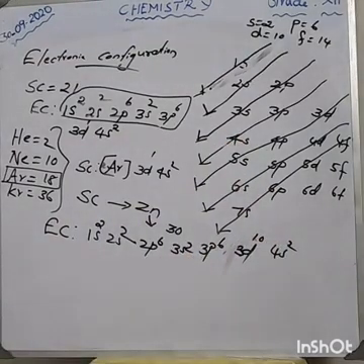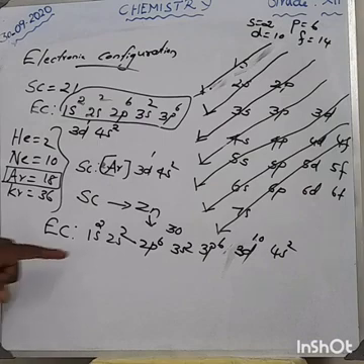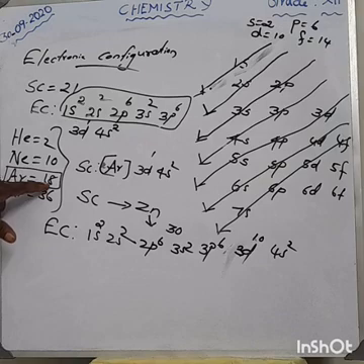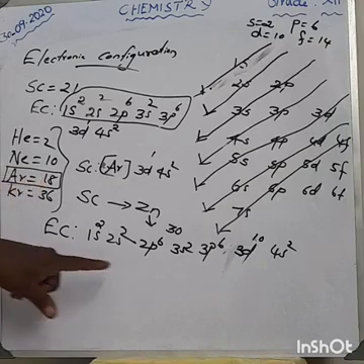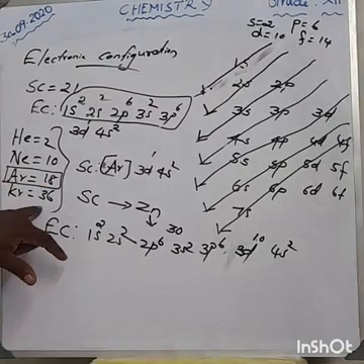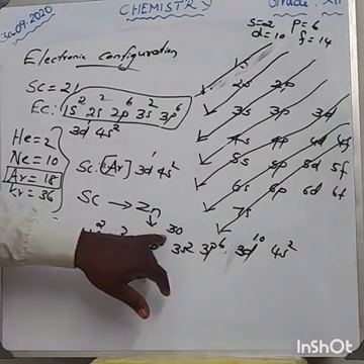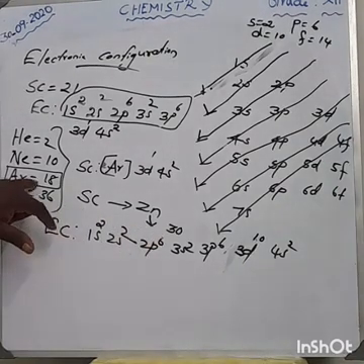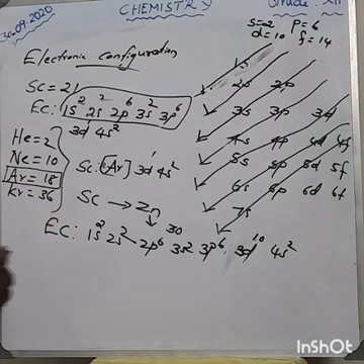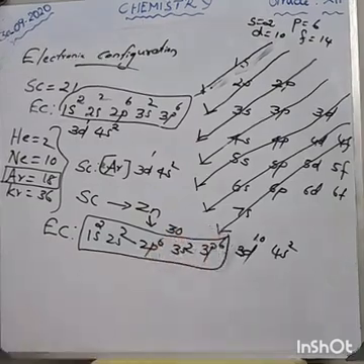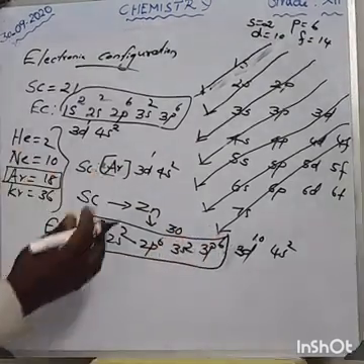Okay, the atomic number of zinc is 30. The nearest noble gas is not krypton; the nearest is argon. Krypton means we need more than that, am I right? 36 is krypton, but zinc's atomic number is 30. So the nearest is argon. So for writing this configuration, it can be cut short.